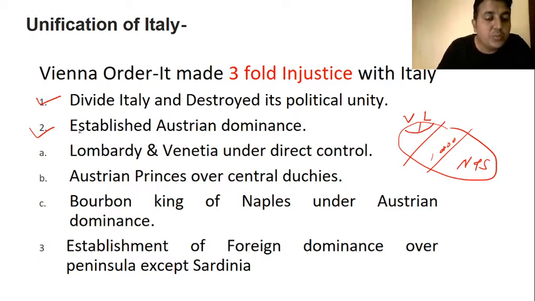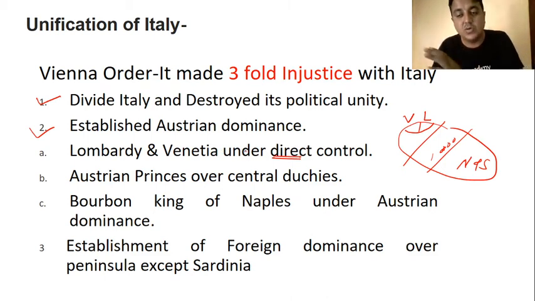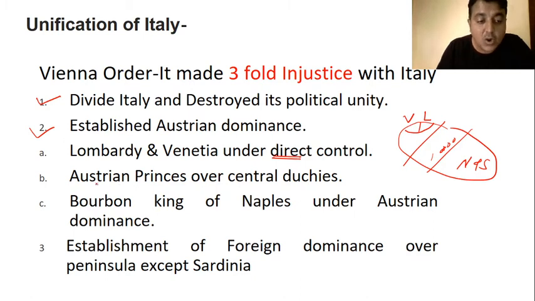So how was Austrian dominance established? As Metternich was the Austrian Chancellor, when he designed the policy, he designed it in such a manner that Lombardy and Venetia, the Italian speaking areas, were under the direct control of Austria. This is the injustice. Second, Austrian princes, here are the central duchies.